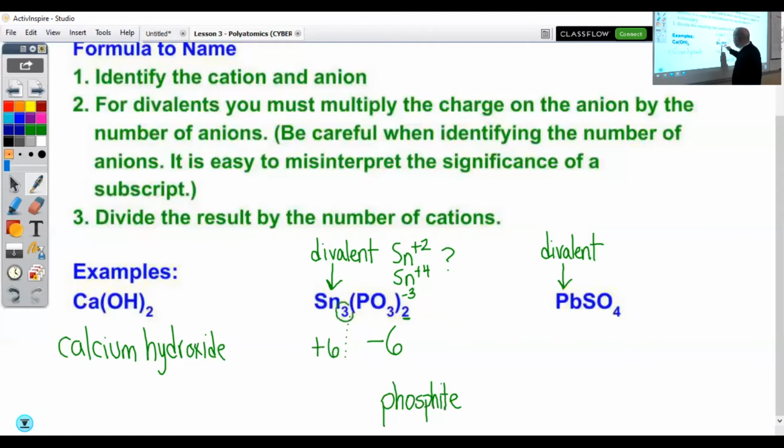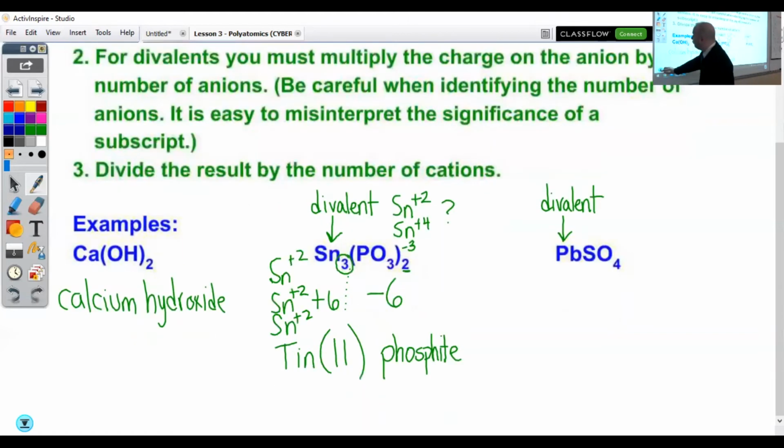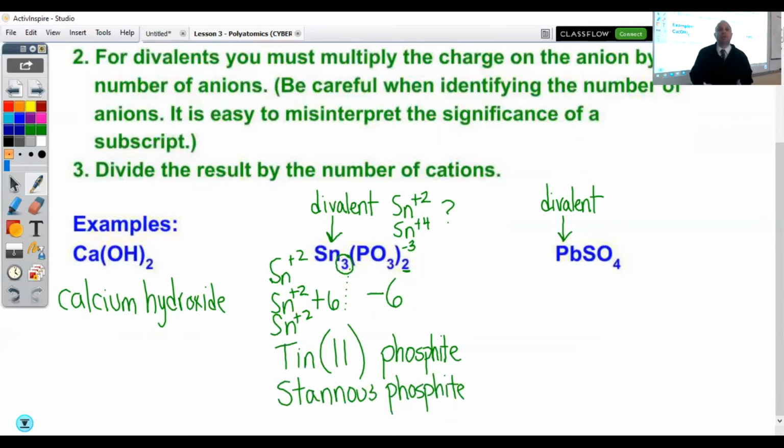This 3 means I have 3 copies of tin, 3 copies of tin that are going to add up to be a +6 charge. So if I write down 3 copies of tin, what must each copy be in order to add up to +6? Well, they have to be +2 each. So that means I have tin(II) phosphite, also known as stannous phosphite.